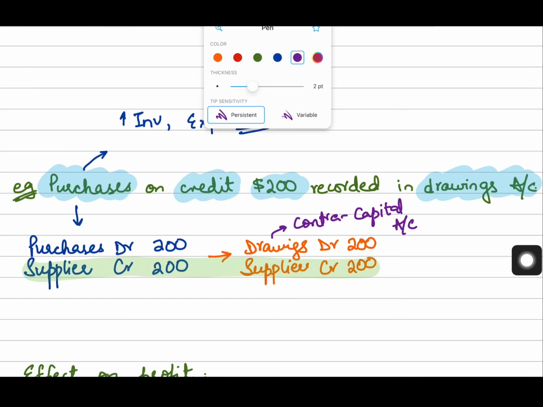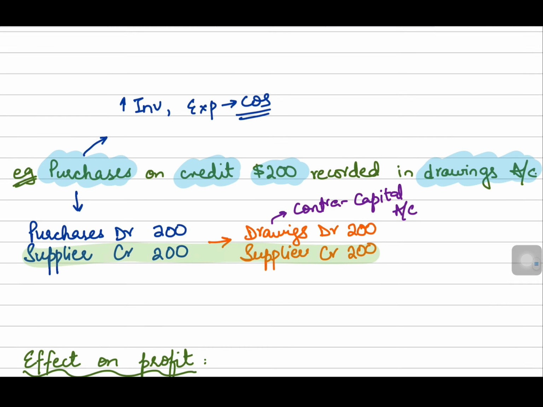Now, how will we correct this error? In the same way we corrected the error of commission. First of all, debit the account that should have been debited. So, purchases will be debited by 200 and eliminate the effect of the wrong entry from the wrong account by crediting your drawings account. So, drawings will be credited.